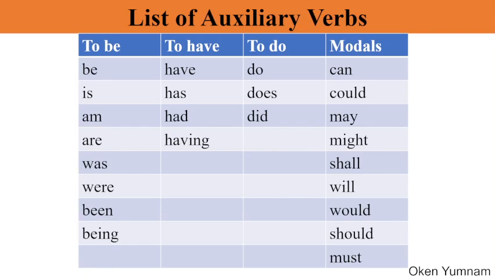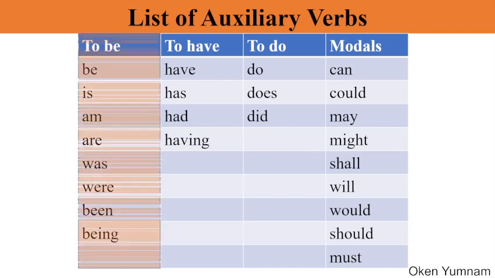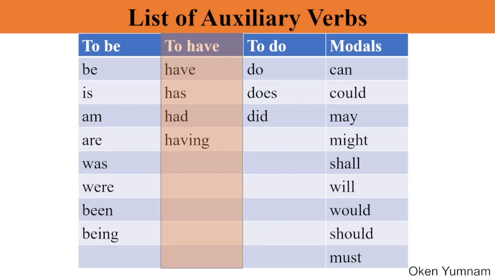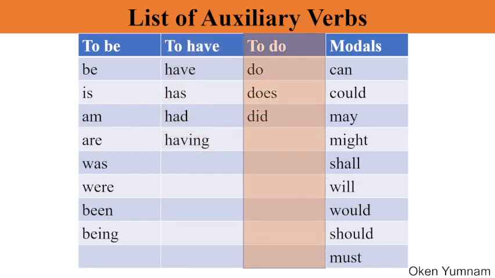We have only 4 kinds: to be, to have, to do, and the modal auxiliary verbs. Of course, each has its different forms, such as to be has got be, is, am, are, was, were, been, or being. Similarly, to have has got have, has, had, or having. To do has got do, does, did.